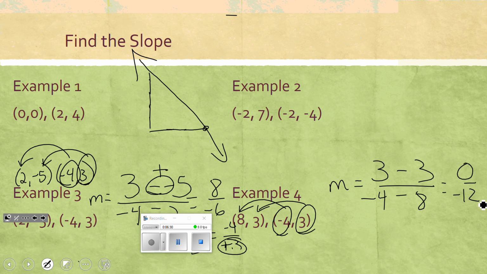So what is 0 over negative 12? Now, is this the same thing as an undefined line? No, this is not. You can have a 0 in the numerator. That's okay. 0 divided by anything, it's going to have a slope equal to 0. And that means it's going to be a horizontal line. Okay, undefined lines are vertical lines. 0 slopes are horizontal lines.